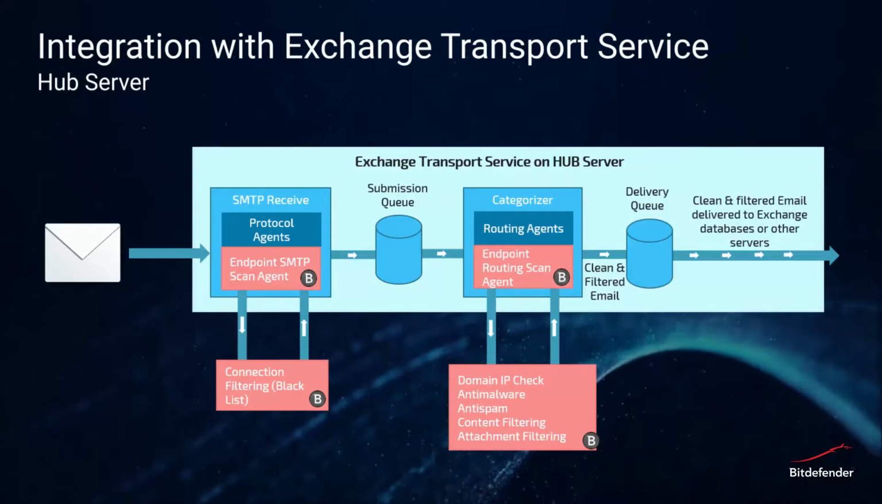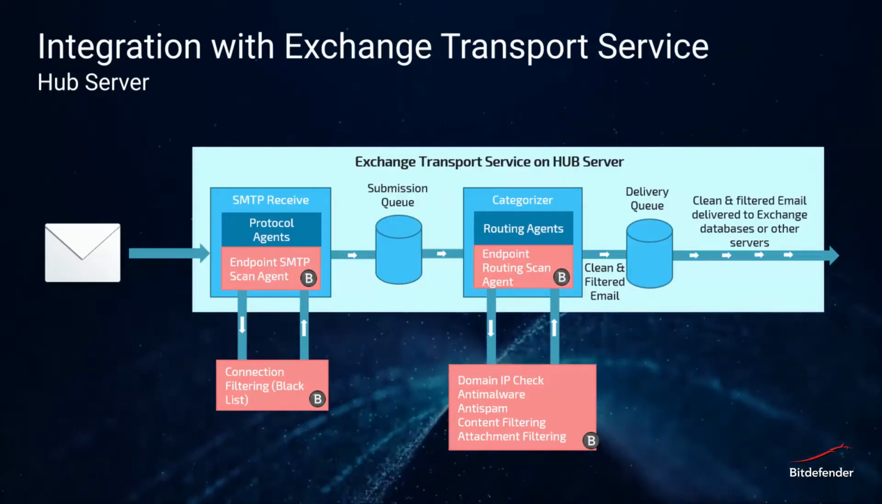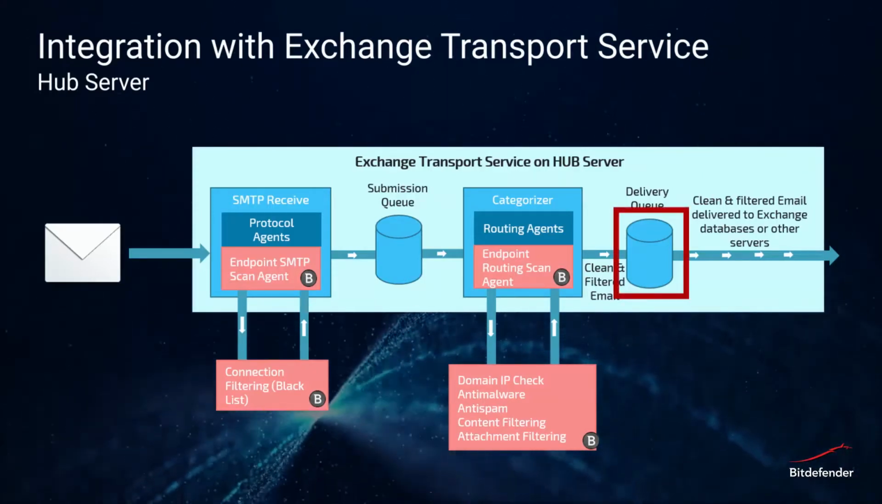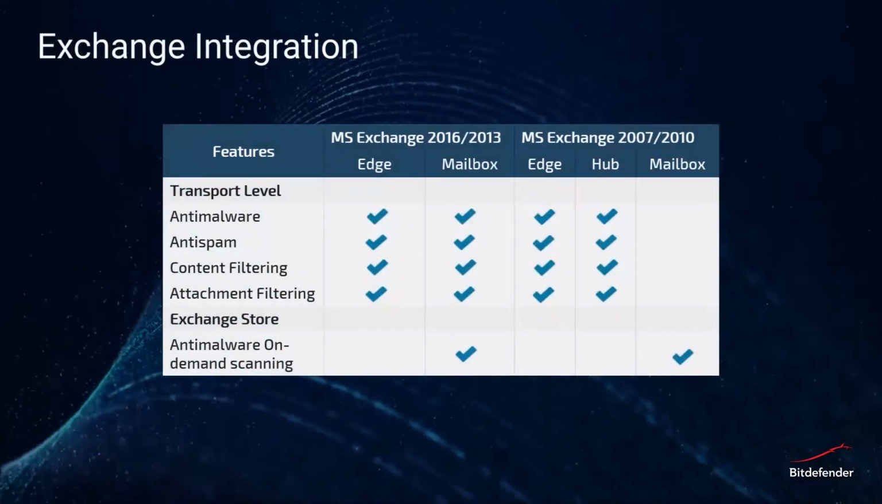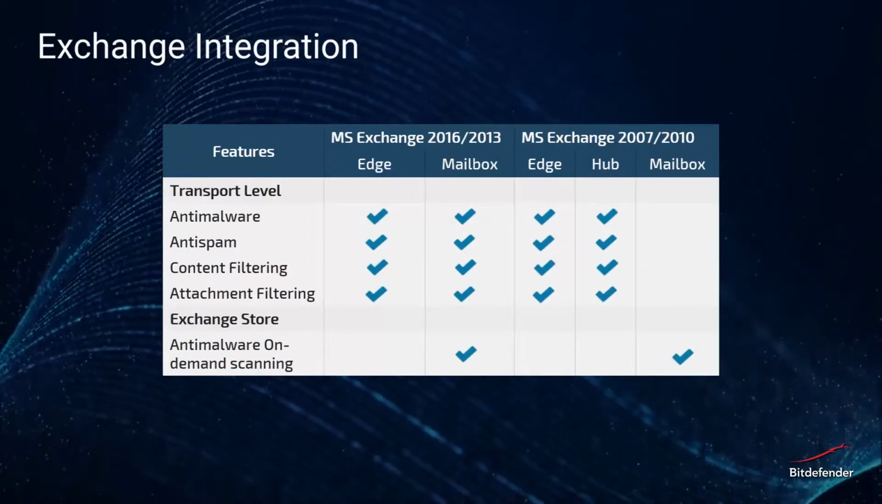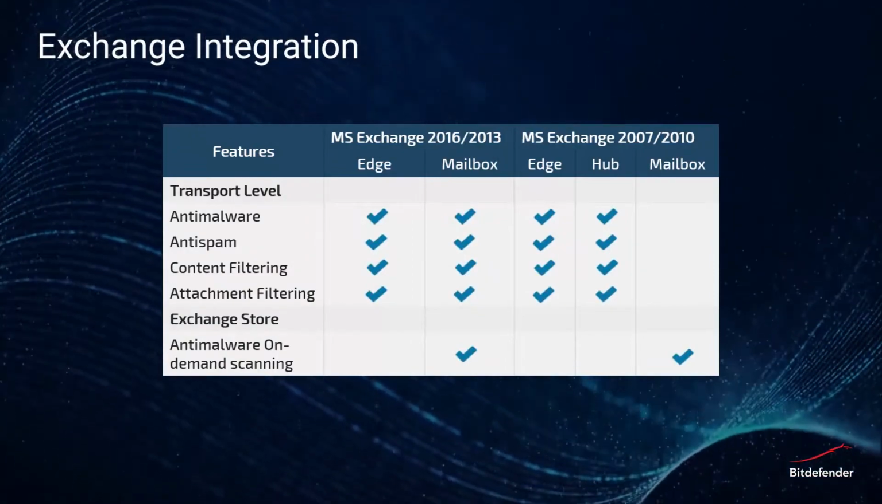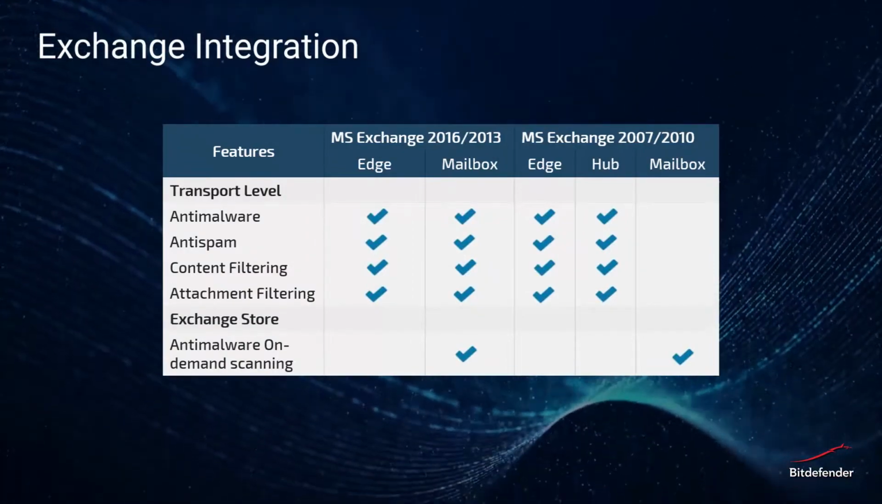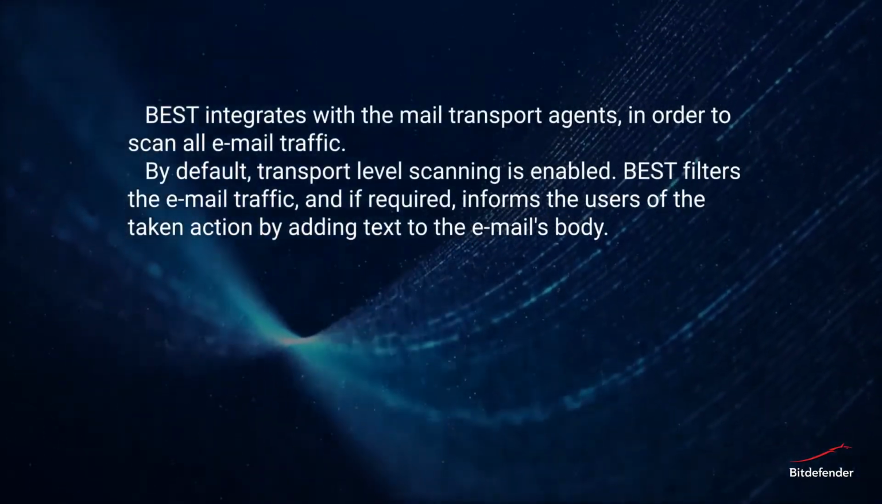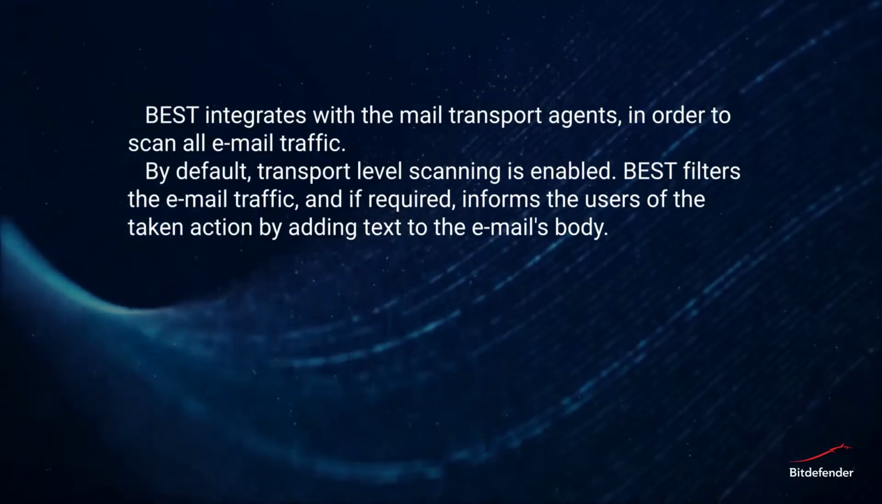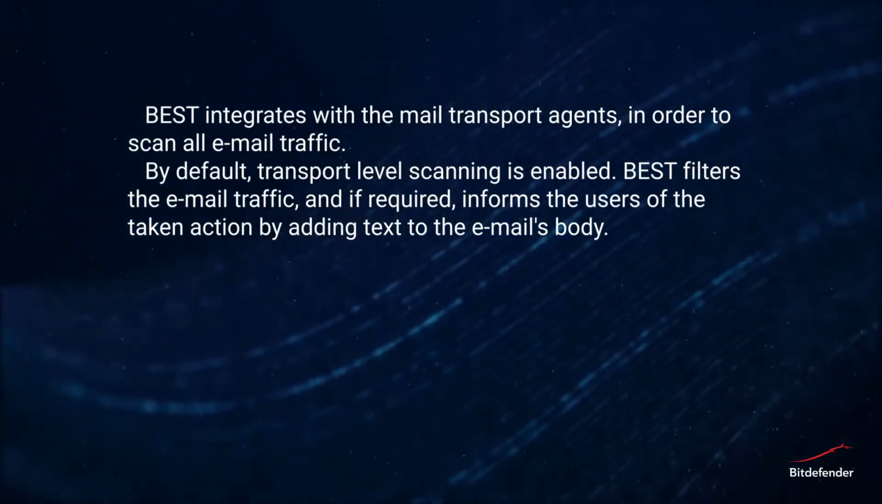After messages have been categorized, scanned, and filtered, they are put into a delivery queue, based on each message's destination. Security for Exchange automatically integrates with the Exchange servers, depending on the server role. For each role, only the compatible features are installed. BEST integrates with the mail transport agents, in order to scan all email traffic. By default, transport level scanning is enabled.